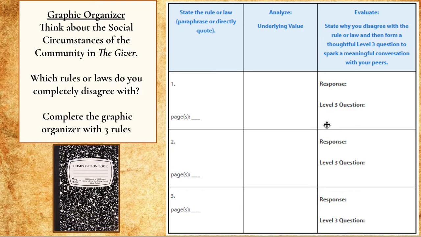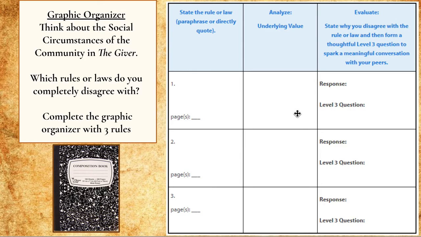And while this isn't necessarily going to happen, I'm willing to bet that a lot of you are going to find that different rules have very similar underlying values. That's okay. So if this underlying value looks similar for 1 or maybe even 2 to 3 of your rules, that's probably all right, because this society has some very clearly stated underlying values to their rules, some clear goals that they're trying to accomplish.